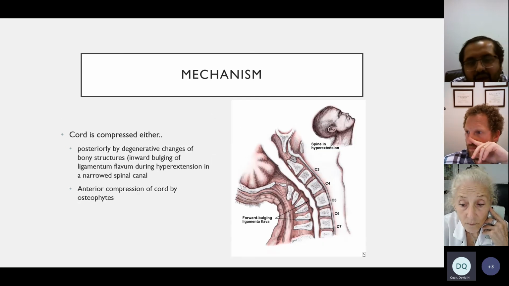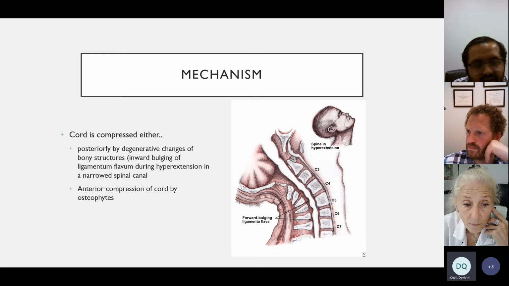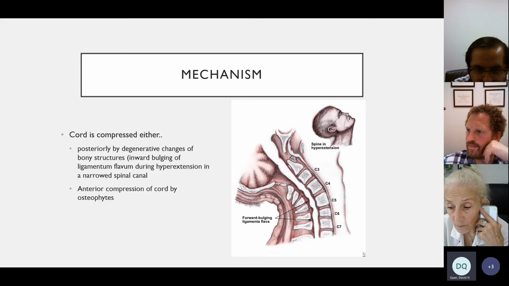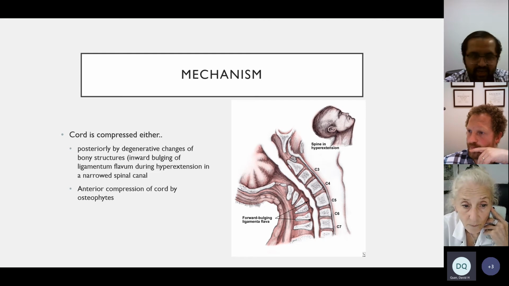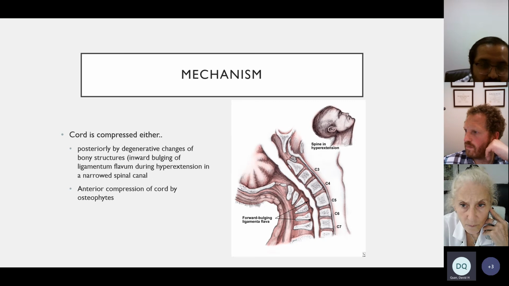So the mechanism that's sort of rooted out is hyperextension, as you can see right here. Posteriorly, when we hyperextend pathologically, you can have an inward bulging of the ligamentum flavum. You can also have anterior compression of osteophytes. Older patients that might be suffering from osteoarthritis may have further advancement of their osteophytes, which makes compressing the cord much easier.